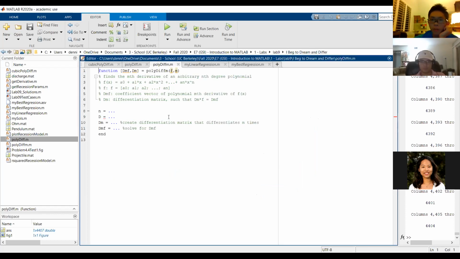Not much more to say about this one. You're going to have your n, the order of the polynomial. You're going to have the differentiation matrix. The way they do it is they do this multiple times. There's probably a way to do it using looping, but they just do it m times, and it's a matter of matrix multiplication.